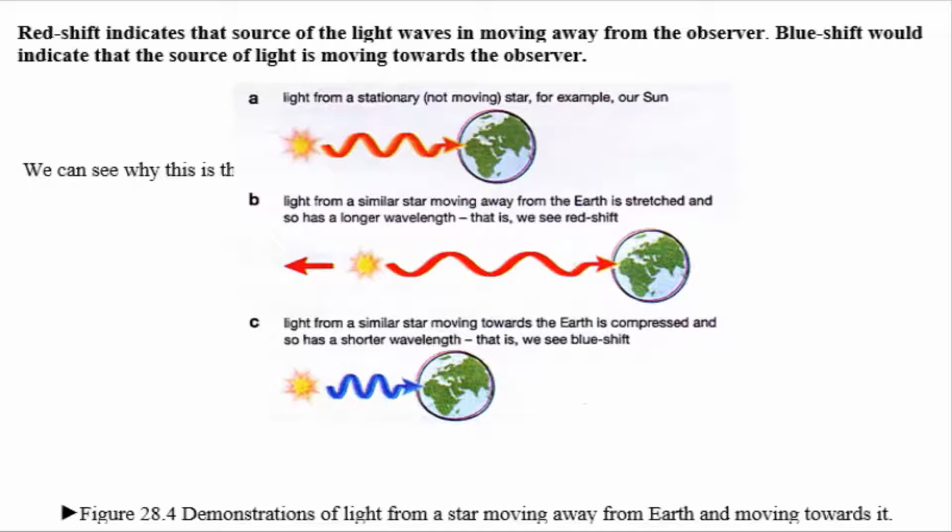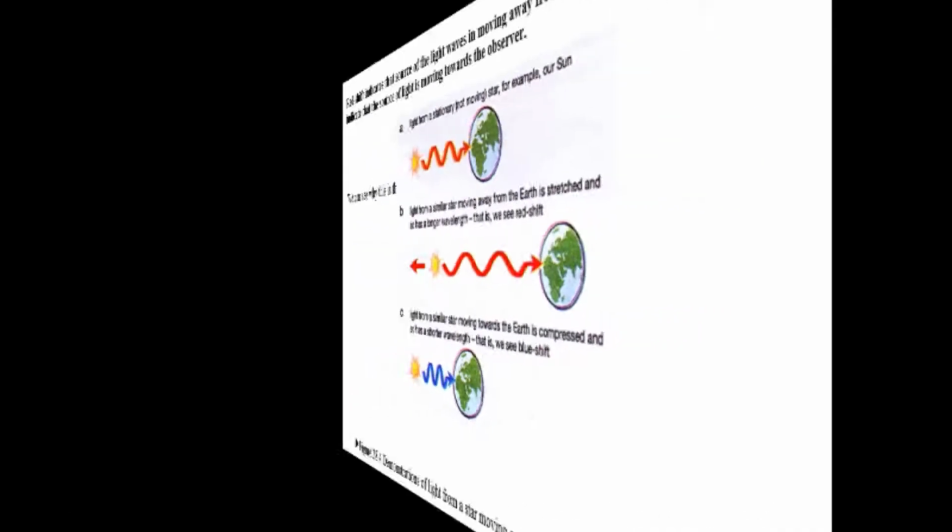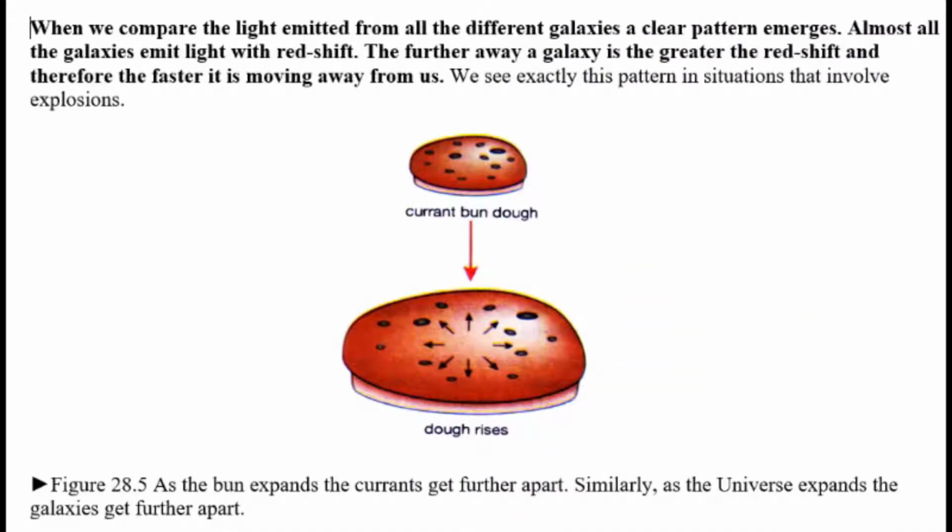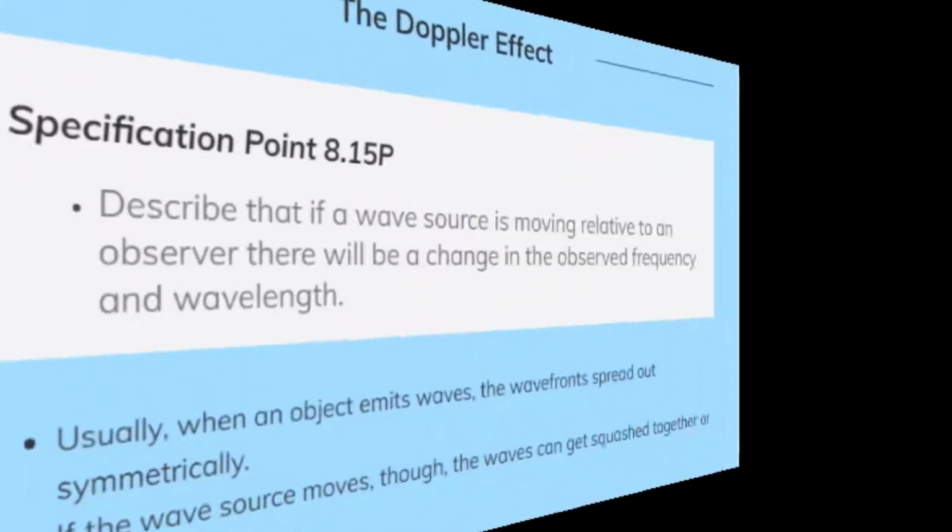When we compare the light emitted from all the different galaxies, a clear pattern emerges. Almost all the galaxies emit light with redshift. The further away a galaxy is, the greater the redshift, and therefore the faster it is moving away from us. We see exactly this pattern in situations that involve explosions. Figure 28.5. As the bun expands, the currants get further apart. Similarly, as the universe expands, the galaxies get further apart. The Doppler effect.